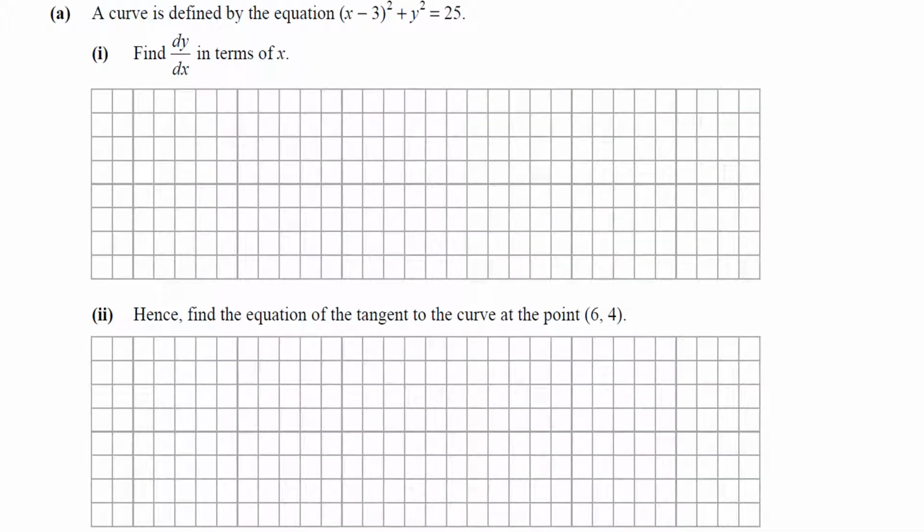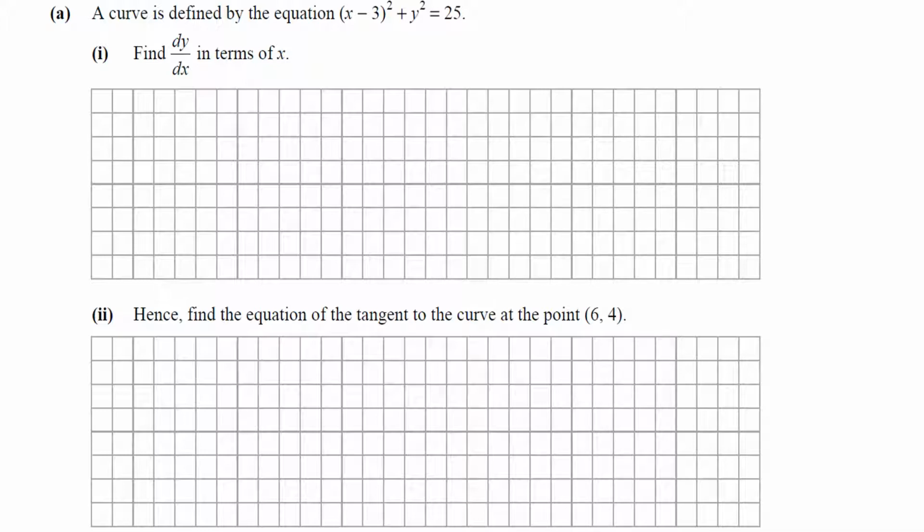So this is question 1 part A. A curve is defined by the equation (x − 3)² + y² = 25. So you have a few different options here. The first option is to work with this exactly as it is. So to not multiply out that bracket, to leave it as it is, and to use what we call implicit differentiation. So that is where we don't have a function in the form y is equal to something.